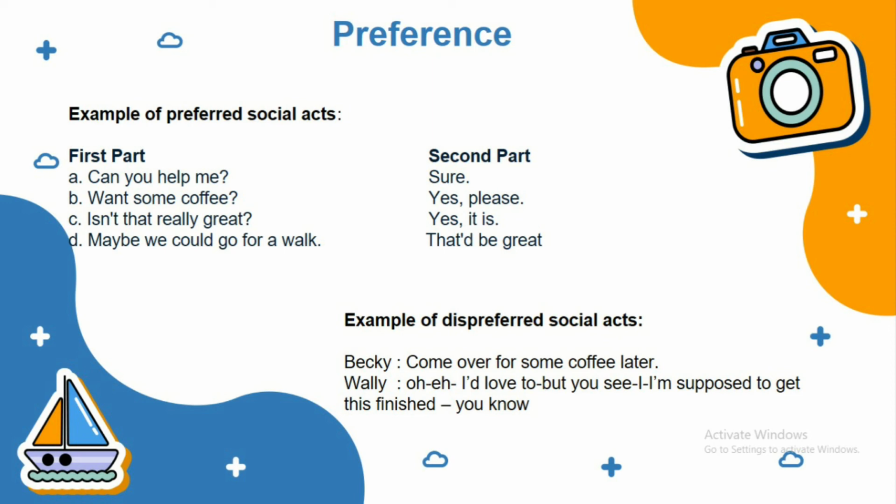In the A sentence, it is a request, B is an offer, C is an assessment, and D is a proposal.